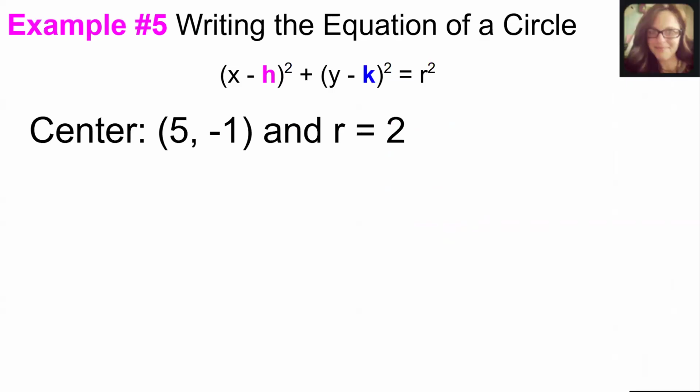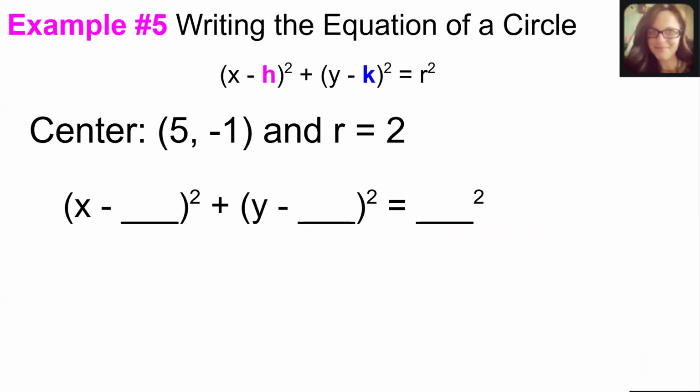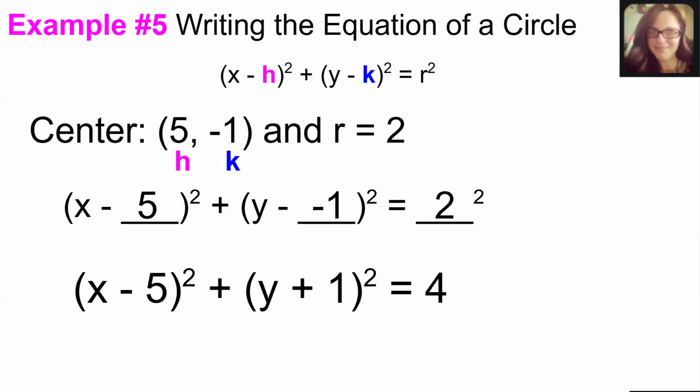Let's do a couple more examples, writing the equation of a circle. So given the center and the radius r, let's write the equation of our circle. Setting up our circle equation, we'll identify h and k. H is 5, so we'll substitute 5 in for h. K is -1, and we'll substitute that. And r is 2. We'll substitute that into our equation. And now we can do a little simplifying. Y minus -1 can be y plus 1, and 2 squared is 4.